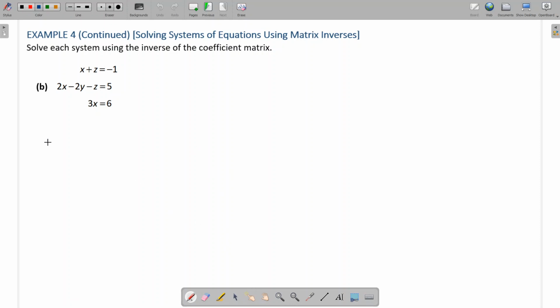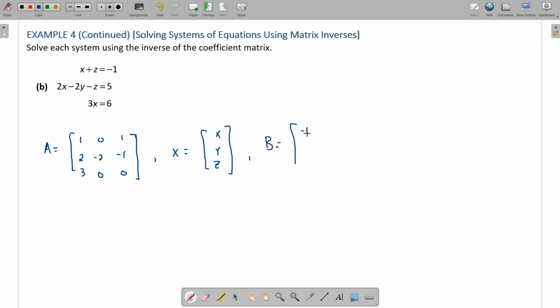So first thing we need to do is write down matrix A. So matrix A is going to be 1, 0, 1. Okay, remember it's just the coefficients, so I'm getting that from this right here. 1 from the coefficient of the x, 0 is the coefficient of the y, 1 is the coefficient of the z, then 2, -2, -1, 3, 0, 0. So that's our A. The matrix X is just all the unknowns. And then matrix B is the column matrix with the constants. So -1, 5, 6.